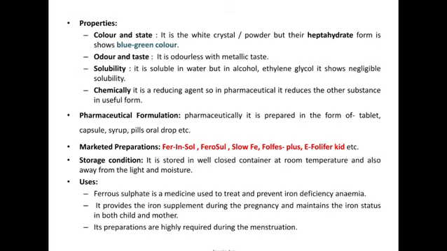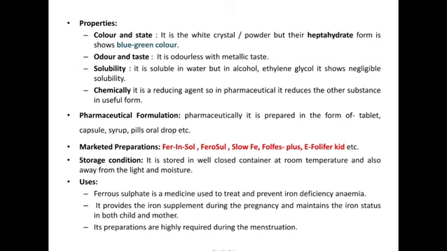Pharmaceutical formulation. Pharmaceutically, it is prepared in the form of tablet, capsule, syrup, pills, oral drop, etc. The marketed preparations are called Fer-Insol, Ferrocell, Slow Fe, Folfes Plus, E-Foliferkit, etc. The storage condition: it is stored in a well closed container at room temperature and also away from light and moisture.